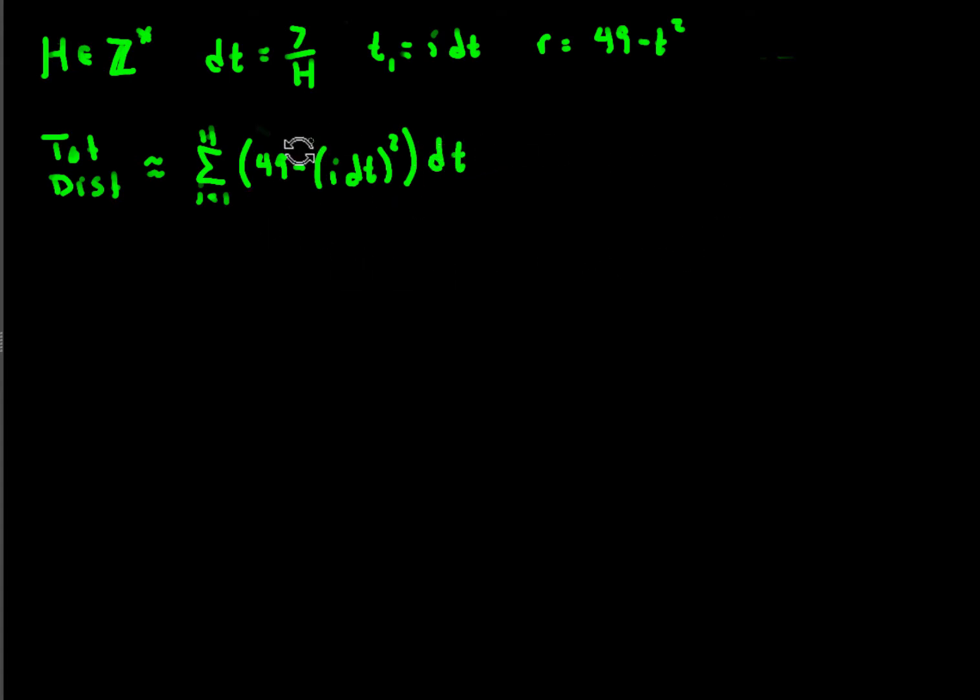So now I can't go to a calculator or a spreadsheet or anything and compute this because I'm doing it an infinite number of times. So we're going to have to use math. And we've worked with Riemann sums a little bit. We can distribute this dt through.